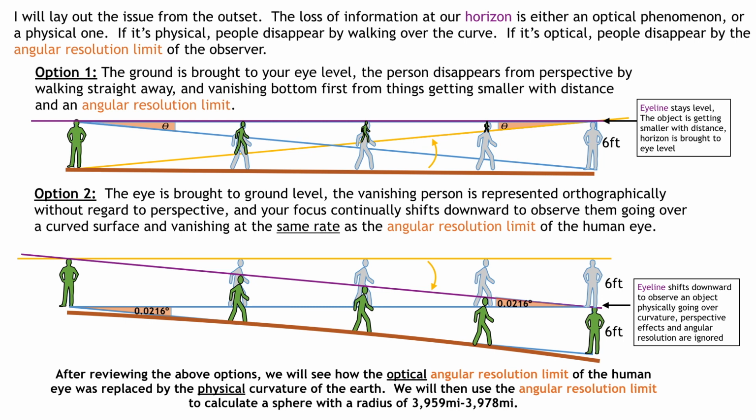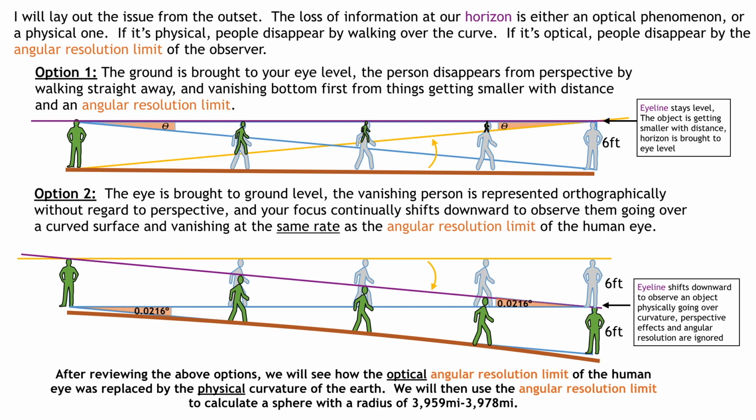Option two, the eye is brought to ground level. The vanishing person is represented orthographically without regard to things getting smaller with distance and perspective, and your focus continually shifts downward to observe them going over a curved surface and vanishing coincidentally at the same rate as the angular resolution limit of the eye at 3 miles.